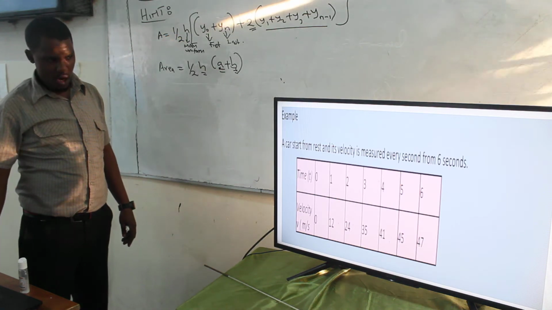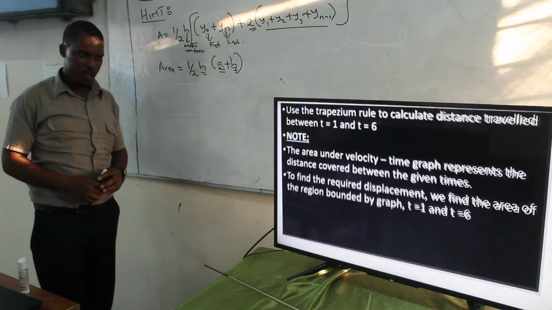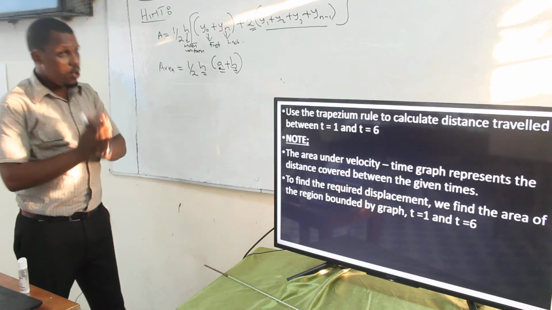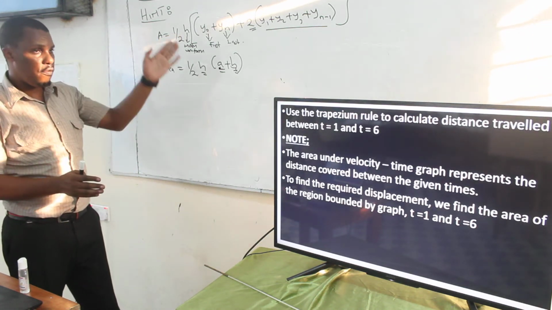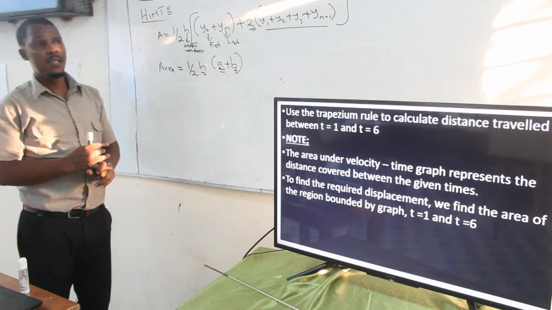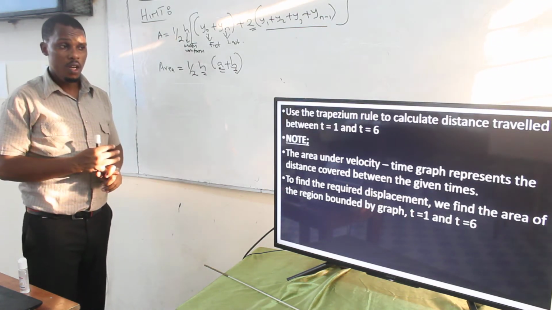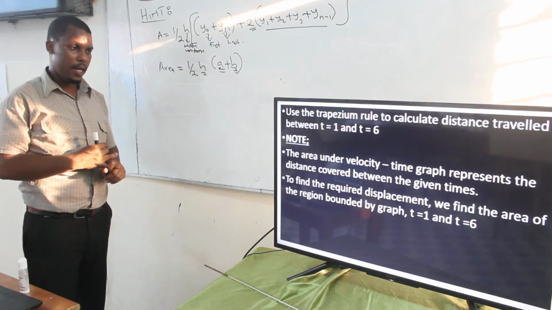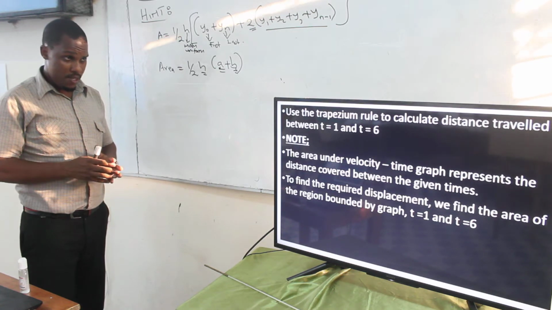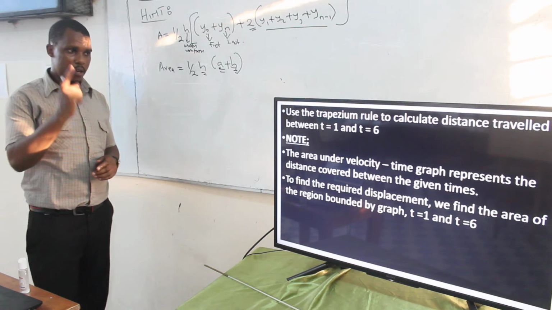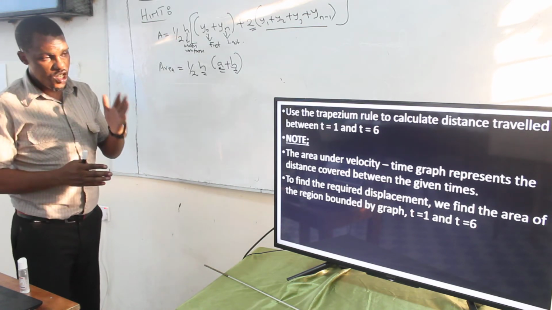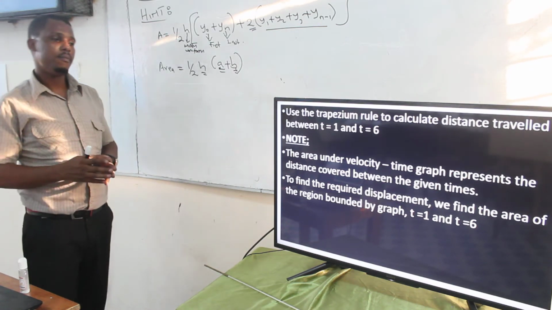So let's see the concept that you're supposed to emphasize. You're told to use the trapezium rule. That is the condition. In an exam, I'll be telling you which of the 4 methods to use. Remember, if I tell you to use the trapezium rule and you decide to use the mid-ordinate rule or integration, then you cannot be awarded. So you have to stick to what you have been told. In this case, you're told to use the trapezium rule to calculate the distance traveled between time t1 and when t is equal to 6.